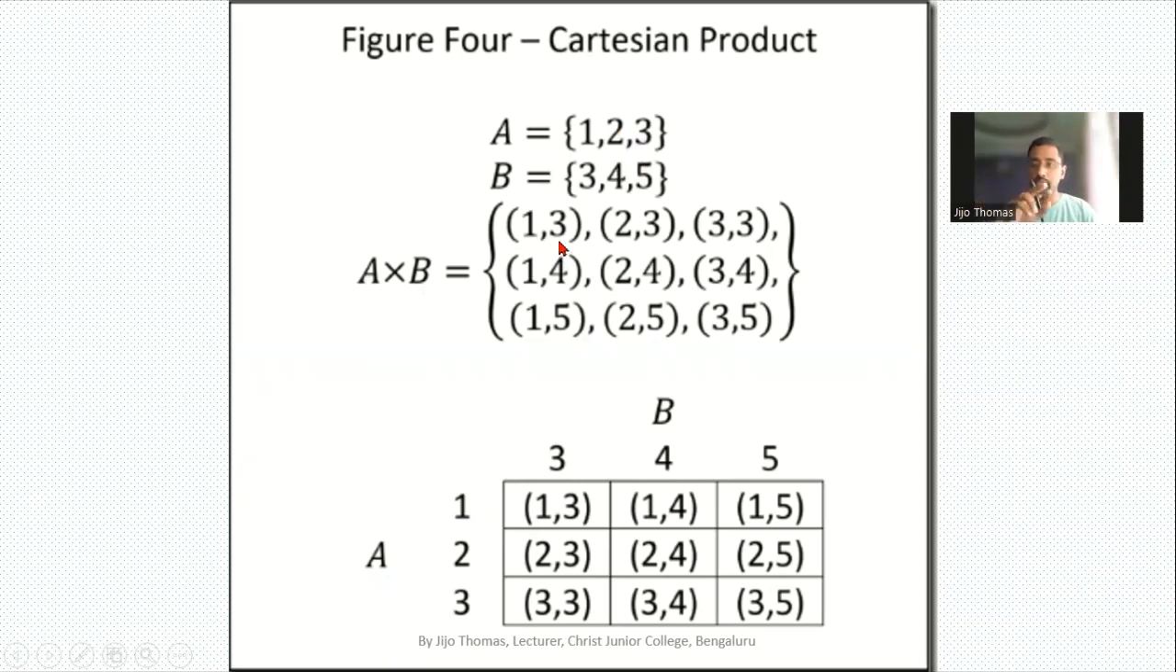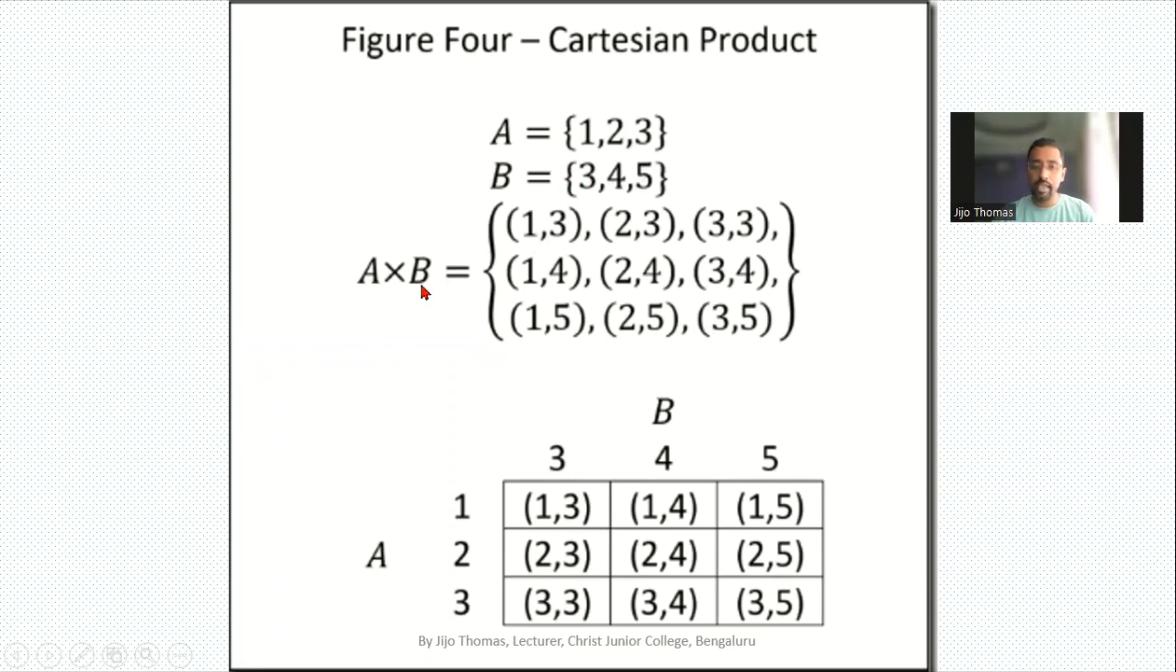In a graph, we use the x and y axis. We take the points 2, 3, 4, 5. That way we write it here: ordered pairs (1, 3), (1, 4), (1, 5), (2, 3), (2, 4), (2, 5), (3, 3), (3, 4), (3, 5). That is called A cross B.